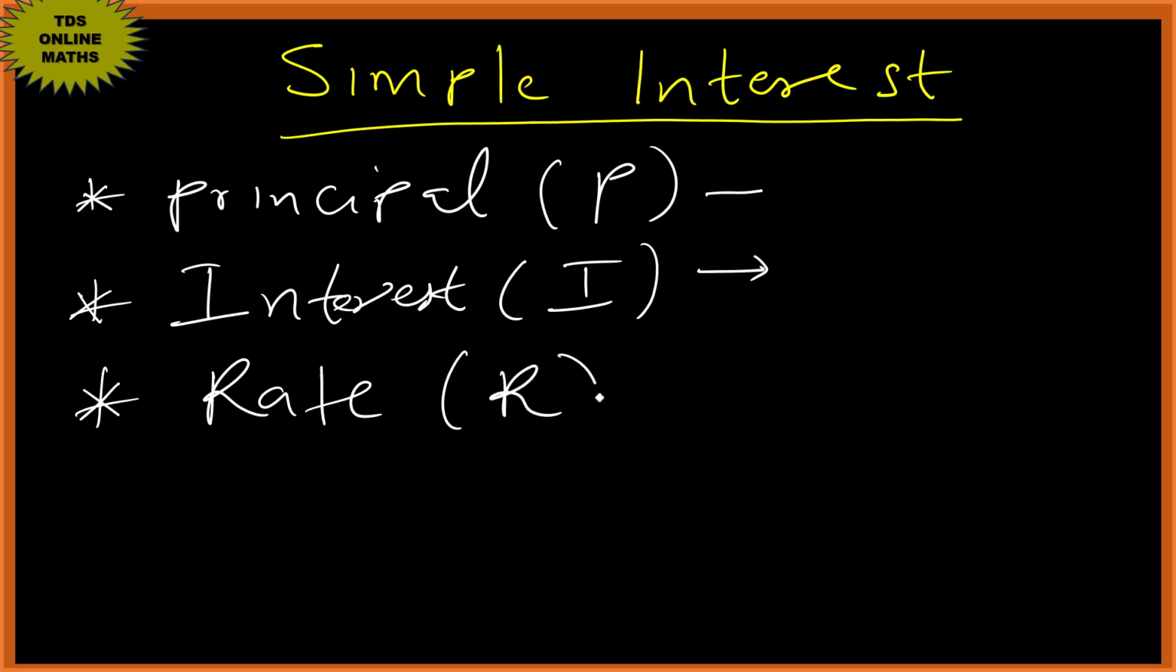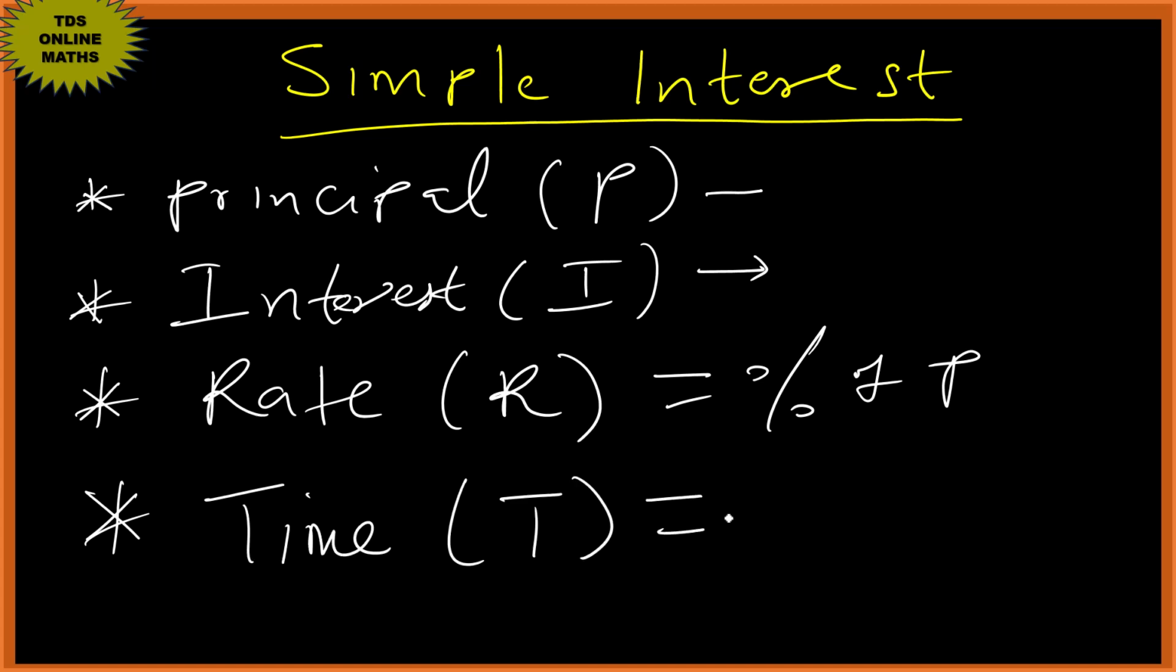Now we can also talk about rate. The shortcut is R. The rate is always in percentage. The percentage of the principal is the rate, of P, the principal.